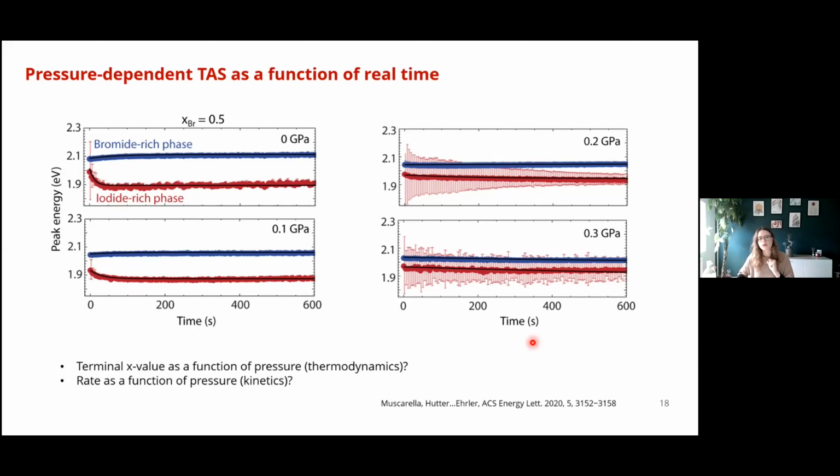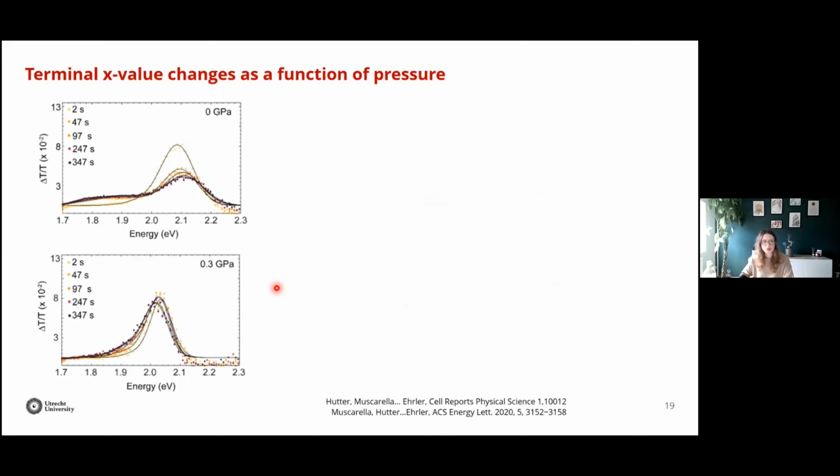And this kind of plot can actually give us two types of information. One is related to the composition in bromide of the bromide-rich phase and iodide-rich phase, by looking at the end of the process. And the other one is the evolution of the rate of the phase segregation. So I will start with the first one, the terminal X value.